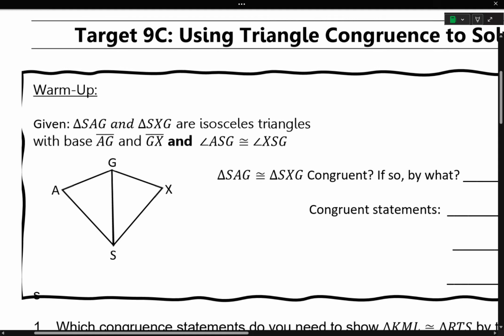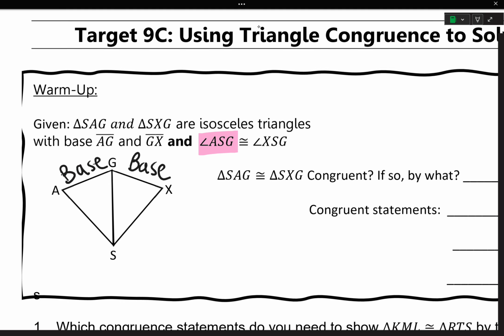We are given that triangles SAG and SXG are isosceles triangles with bases AG and GX. I personally like to mark the bases. We are also told that ASG is congruent to XSG. ASG is this angle right here because it goes ASG. It's congruent to XSG. I'm going to put the angle mark here because XSG is that angle.